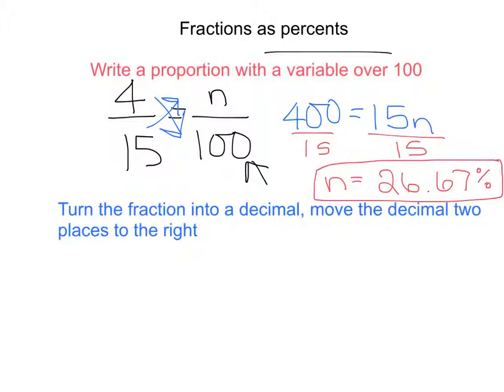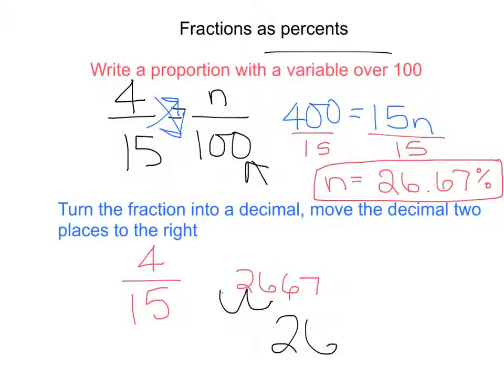You can also take the fraction 4/15 and turn that into a decimal by dividing the numerator by the denominator. So 4 divided by 15 is 0.2667. The 6 is actually repeating. And then you just move your decimal point 2 places to the right. So you get 26.67%.